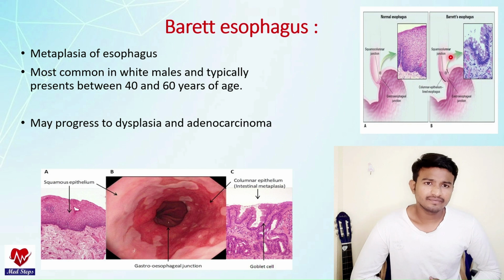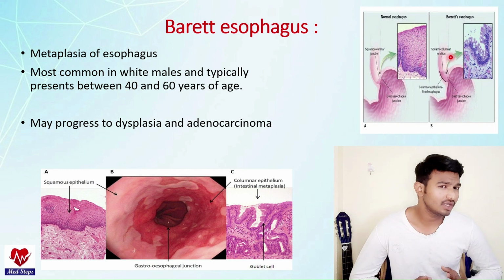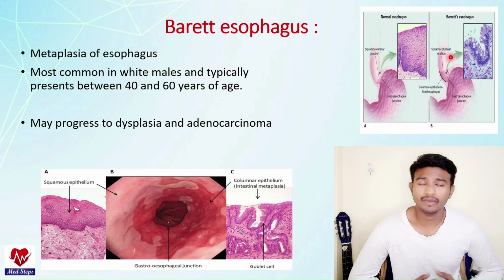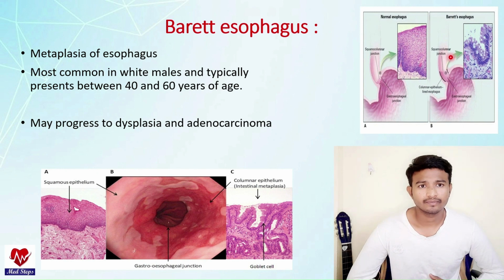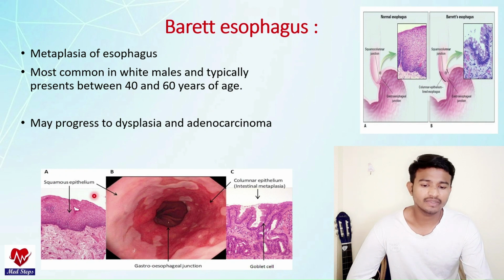Most commonly it is present in white males, and typically between 40 to 60 years old. This Barrett esophagus may progress to dysplasia and adenocarcinoma, right? If you see this picture, these are the normal cells, squamous epithelium, and this is the change into columnar epithelium. In columnar epithelium, you will get a larger number of goblet cells, right?